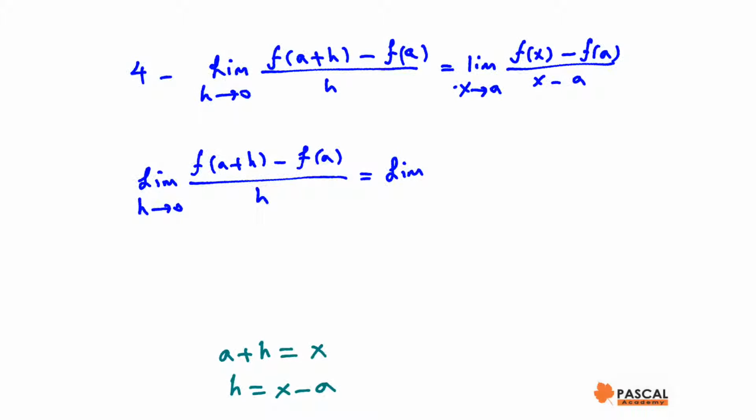Therefore, this limit can be written as the limit where, instead of a plus h, I put x. F of a is the same as f of a, and h is x minus a. When h approaches 0, x approaches a. Notice that both quantities on the left and right side of this equation are the slope of the tangent line at x equals a. Thank you.